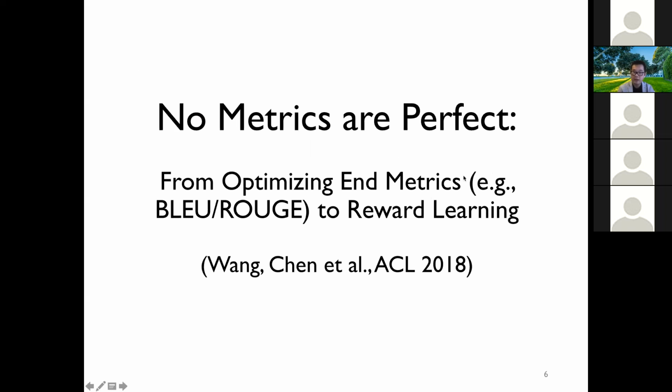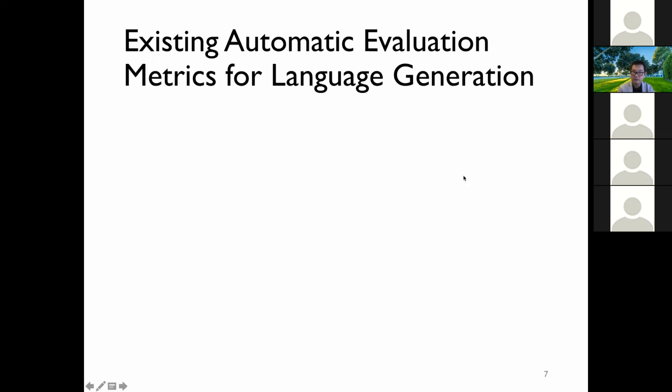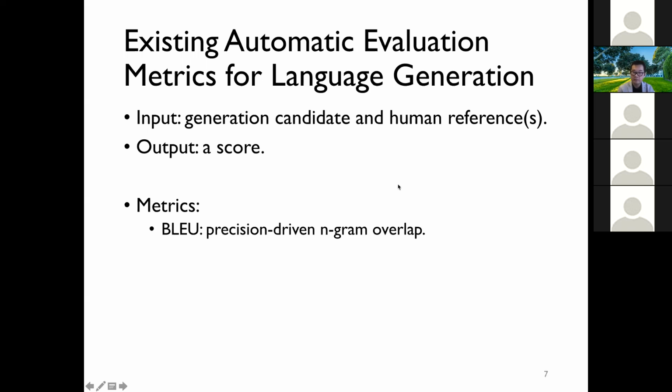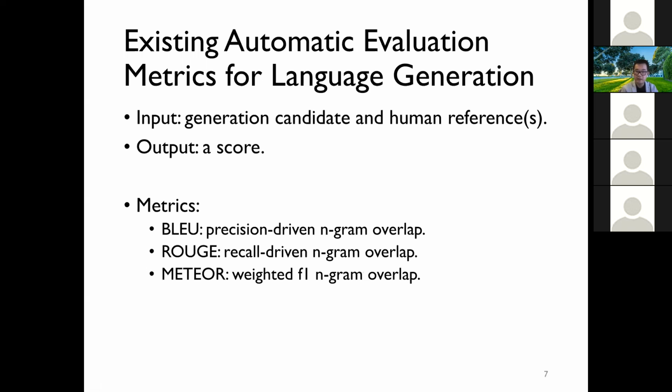And just to briefly remind you what these existing overlap-based evaluation metrics are: in general, you need to have a generated candidate and some human references, could be one, could be more, but the output is often a score. For example, BLEU is precision-driven n-gram overlap, and ROUGE is recall-driven n-gram overlap, and METEOR is weighted F1, and CIDEr is TF-IDF plus cosine similarity. So METEOR and CIDEr, especially CIDEr, are more commonly used in image captioning and video captioning.